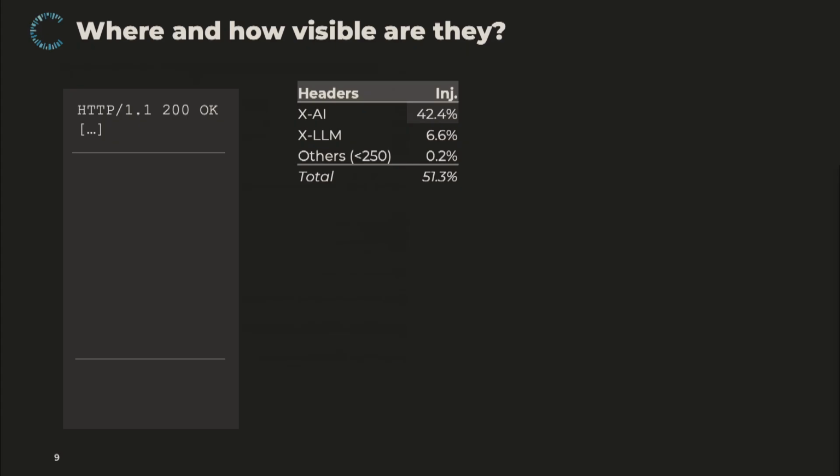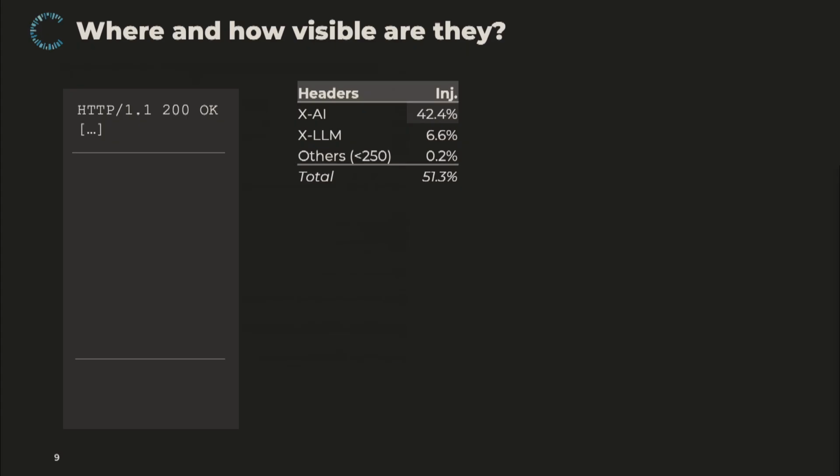There is one HTTP response header that is significantly more popular than others, which is X-AI. There are other headers like X-LLM, 6.6% of cases, and then other cases that are below the 250 instances, that is merely 0.2% of all our data set. In total, 51.3% of prompts can be found in HTTP headers.